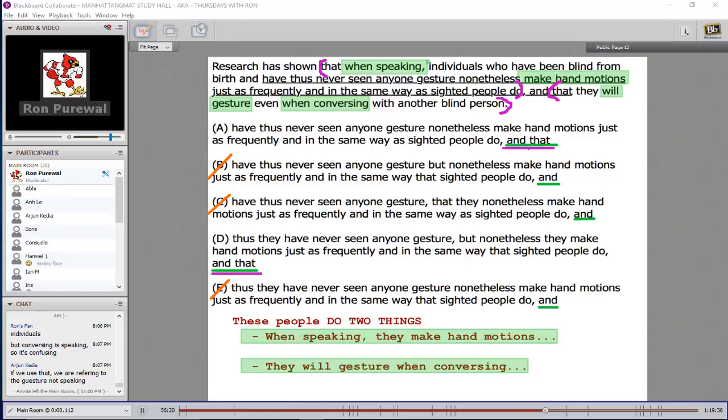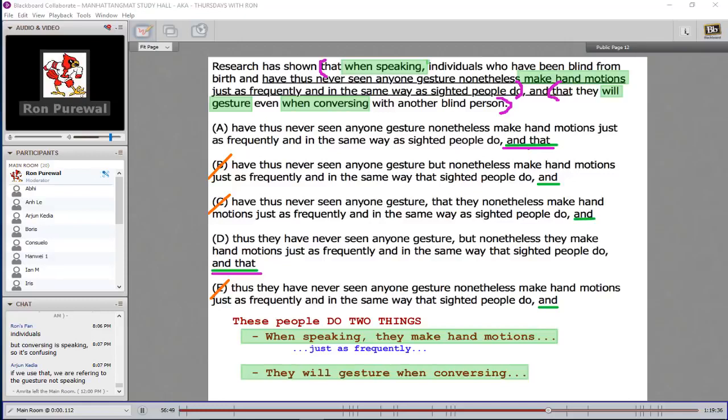First, let's look at other parallel structures. The description of how they make hand motions when they talk, there's two ways that they do that, although those are also the same way in all 5 choices. Like, they make them just as frequently as people who are not blind. And also in the same way as sighted people.